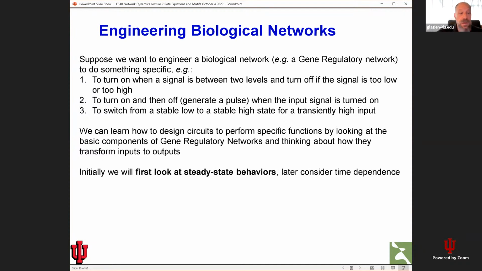And so all three of those things need you to be able to design circuits. And the homework that was originally due last week and was due today explores some of the circuits to do those things.